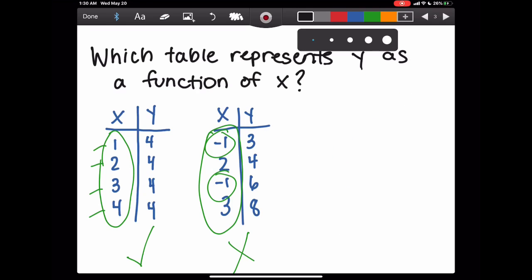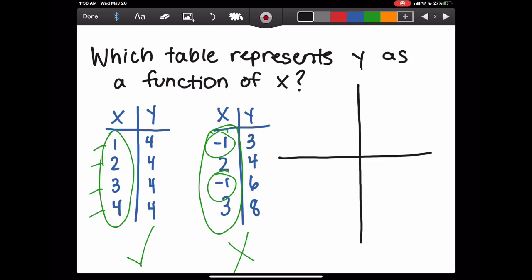Let me show something here on a graph, just to tell you why. Remember, if we have a linear function, our graph, if we plot these points, should make a straight line. It shouldn't go all over the place. It shouldn't make a squiggly line. It should make a straight line.